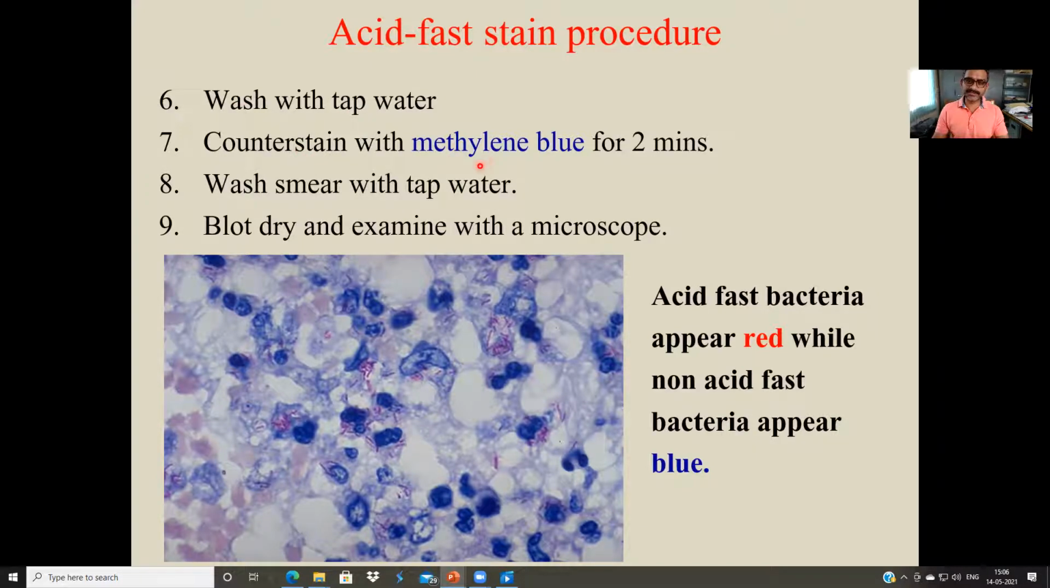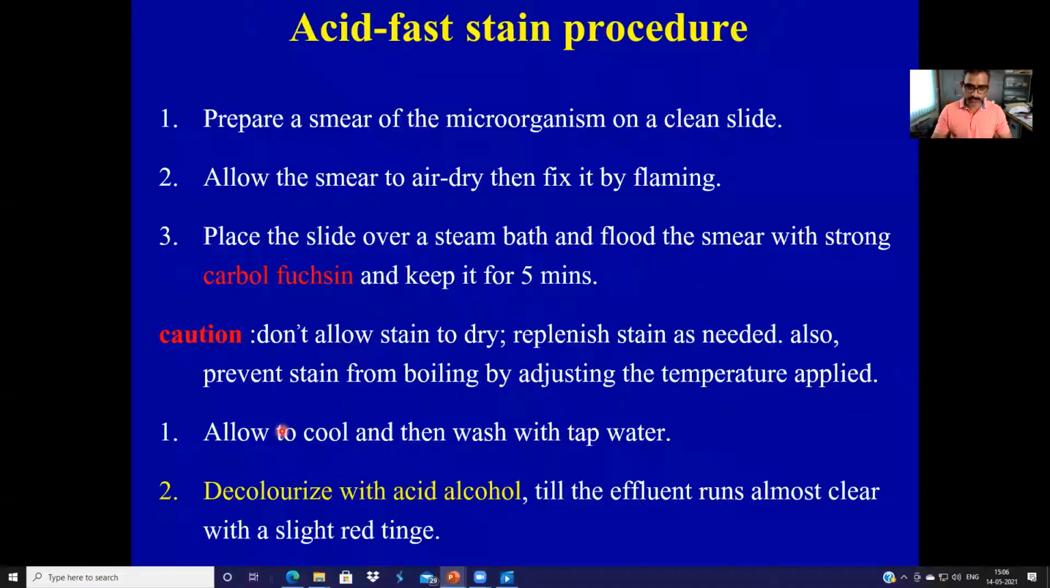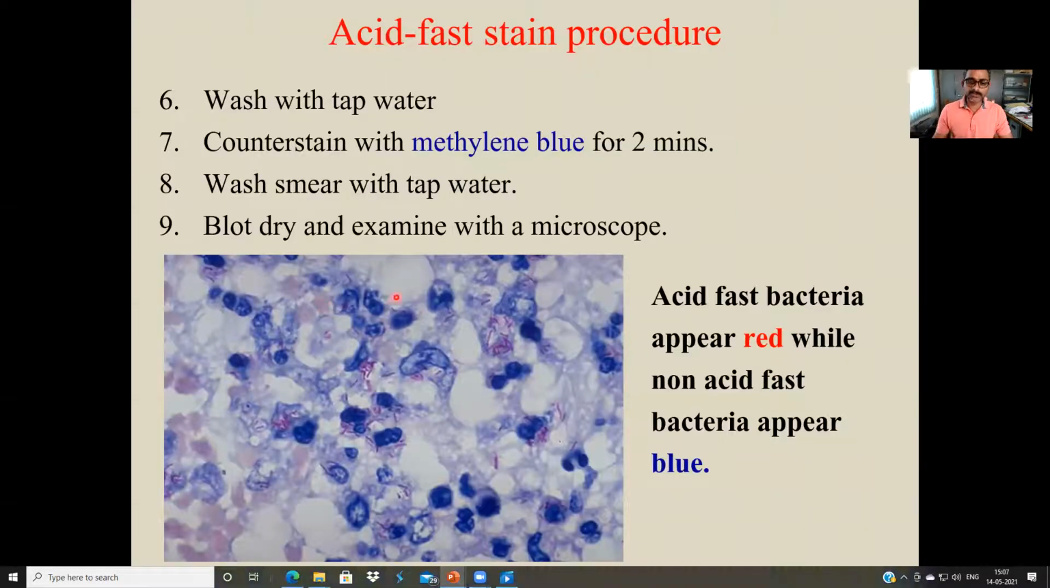The second stain is methylene blue. Earlier we used carbol fuchsin, and now we use methylene blue for 2 minutes. Then wash with tap water, air dry, and observe under the microscope. When you observe under the microscope, here we have used carbol fuchsin first.